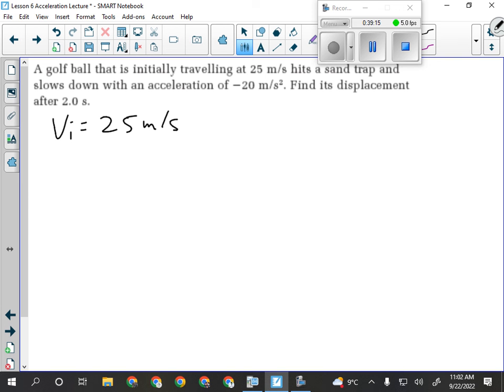It hits a sand trap and slows down with an acceleration of -20 meters per second. This is worded terribly. If I slow down at -20 meters per second, what am I actually doing? Backwards. I'm actually speeding up. It's worded terribly. It should be slows down at 20 or accelerates at -20 meters per second squared. Don't say both. That's like saying negative left is right.